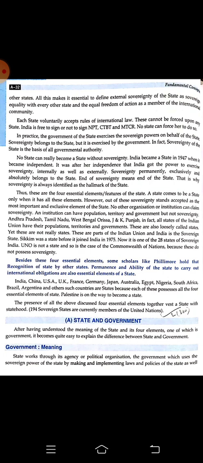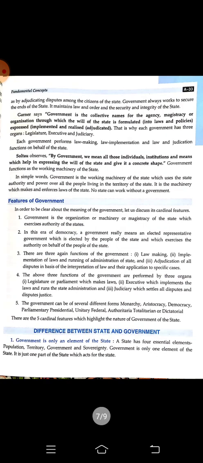No state can work without a government, and no government can work without a state. Features of a government, I have already discussed: the government is a law making organization or agent which exercises the authority of the state. All five points have been discussed just a few minutes back.